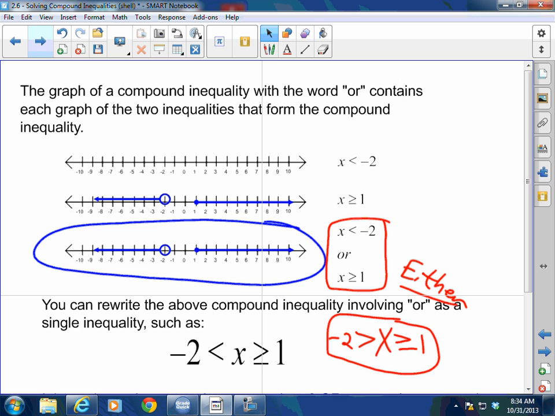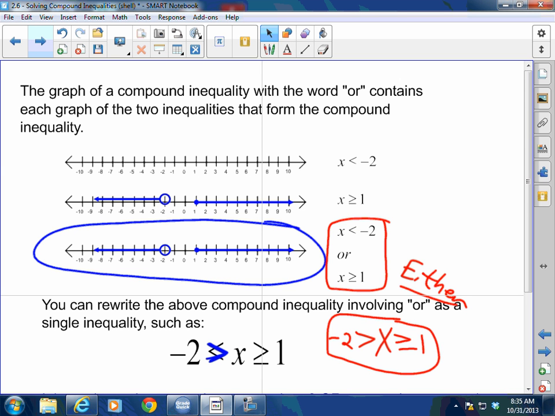And I messed that up. Look, I messed that up here. This is x is less than negative 2 and greater than or equal to 1. Okay, there you go. Please make that correction. It's less than. Does that make sense, guys?